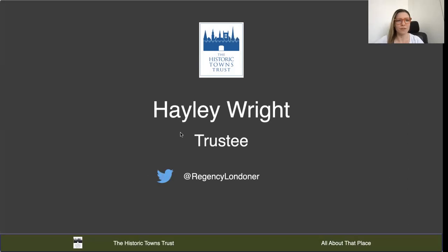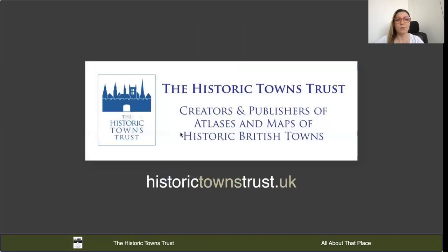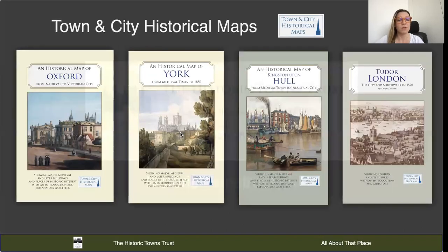Historic Towns Trust. In case you haven't heard of us, the Trust is a charity which produces detailed maps and atlases of historic towns and cities. Here is just a small sample of some of the historical maps we've created in collaboration with local historians, geographers, and archaeologists.